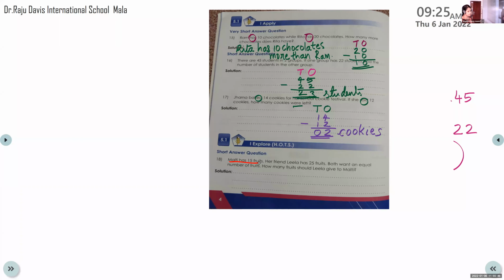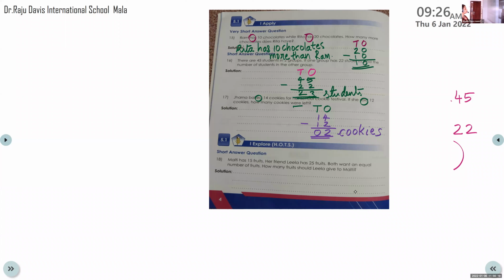Her friend Leela has 25 fruits. Once again, please listen. Maladi has 15 fruits. Her friend has 25 fruits. Both want an equal number of fruits. How many fruits should Leela give to Maladi? Maladi has 15 fruits and her friend Leela has 25 fruits.